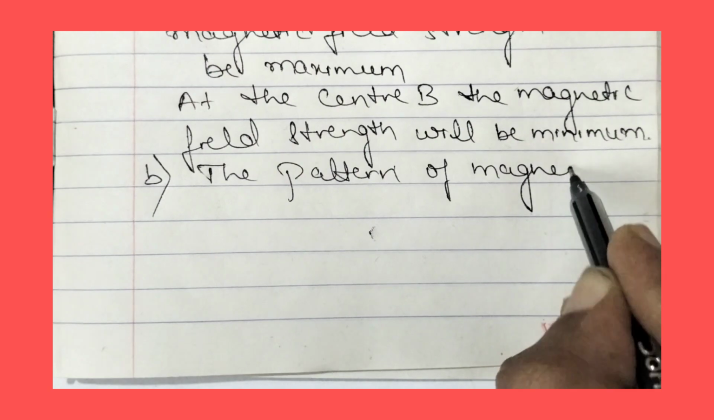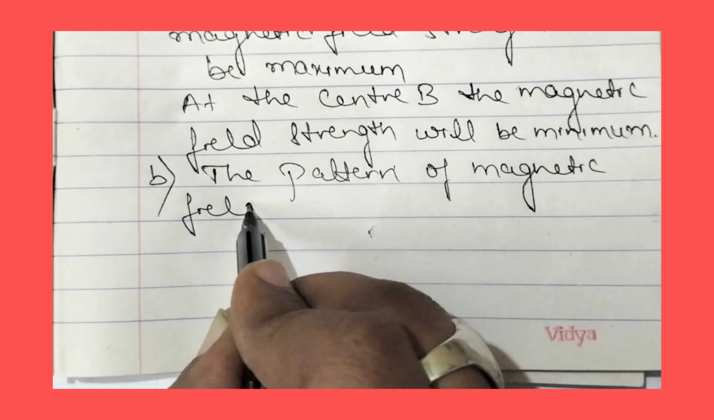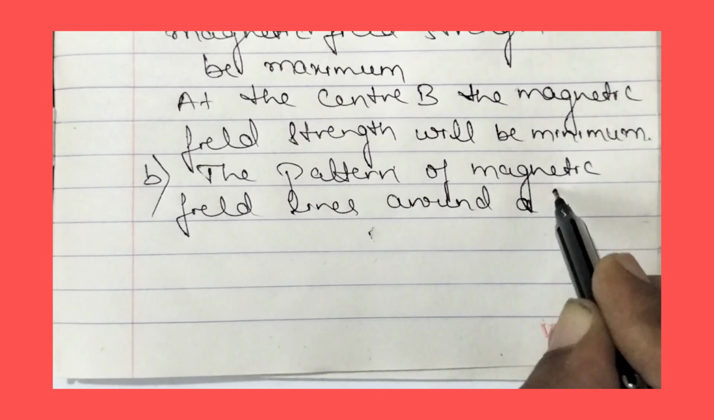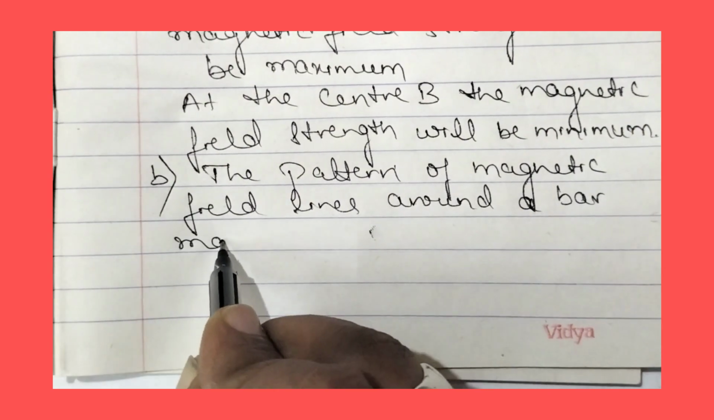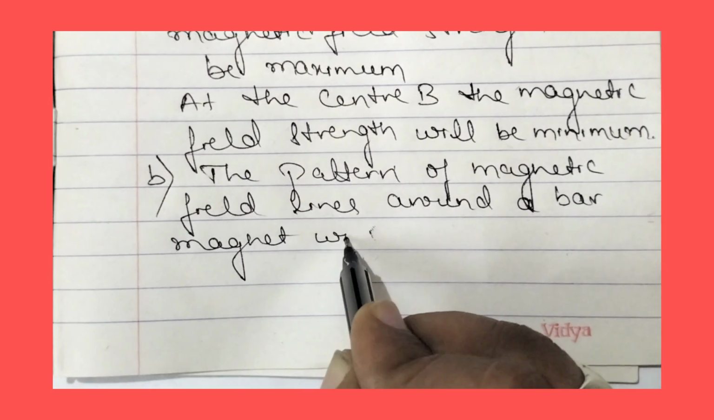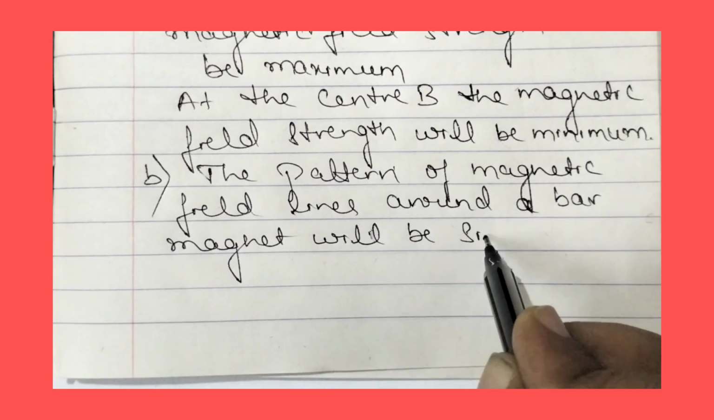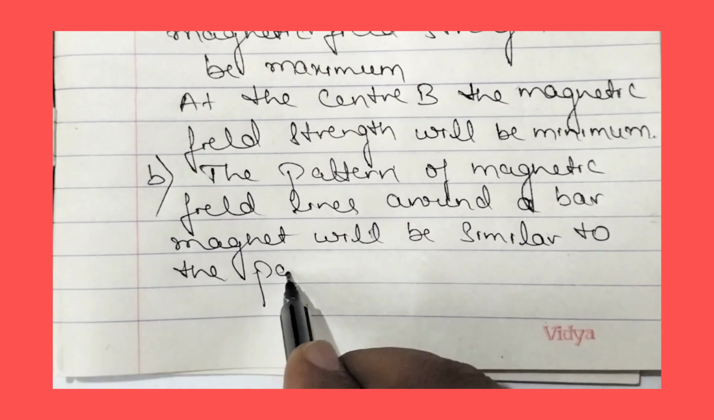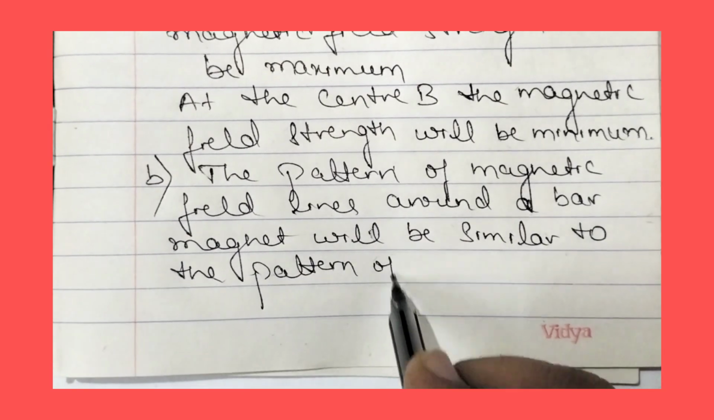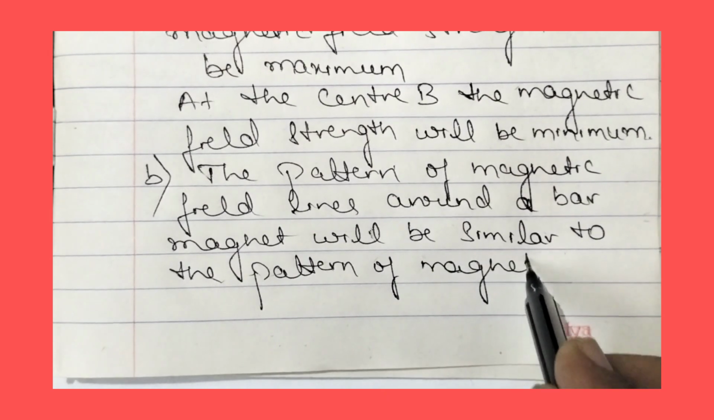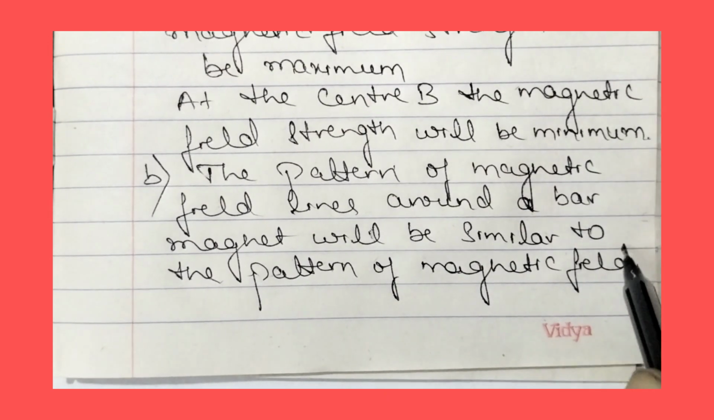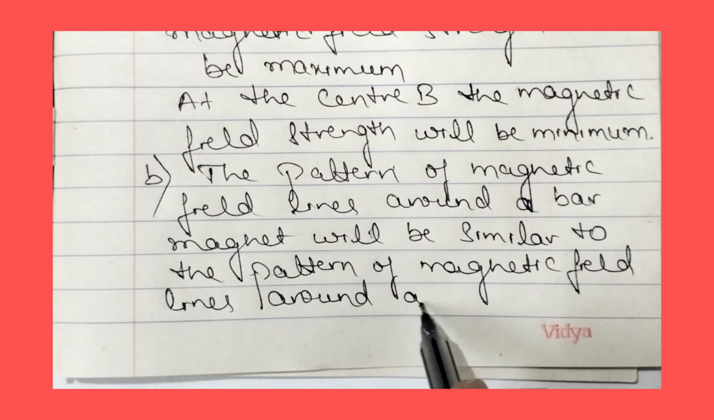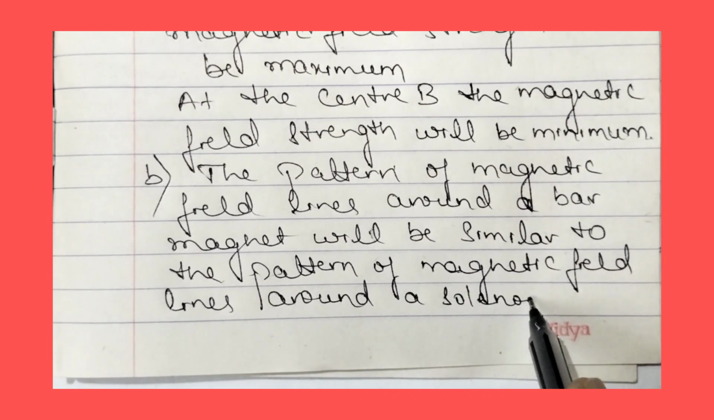lines around a bar magnet will be similar to the pattern of magnetic field lines around a solenoid. So in both, the magnetic field line pattern will be the same.